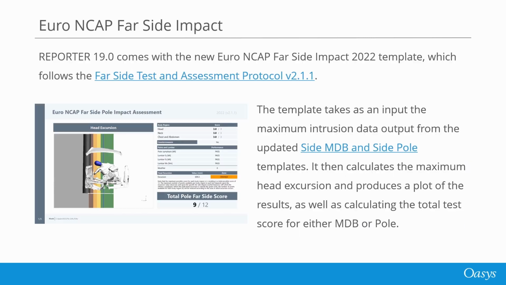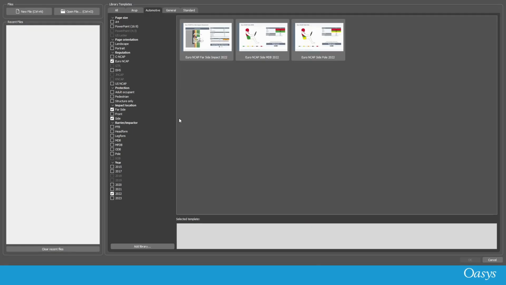Lastly, there's an all-new Euro NCAP far-side impact assessment template. This template is designed to be run after the corresponding side impact for either the MDB or side pull barriers, and an output file is produced in these templates, which is then used as an input for the far-side assessment. I'll now demonstrate this in Reporter.